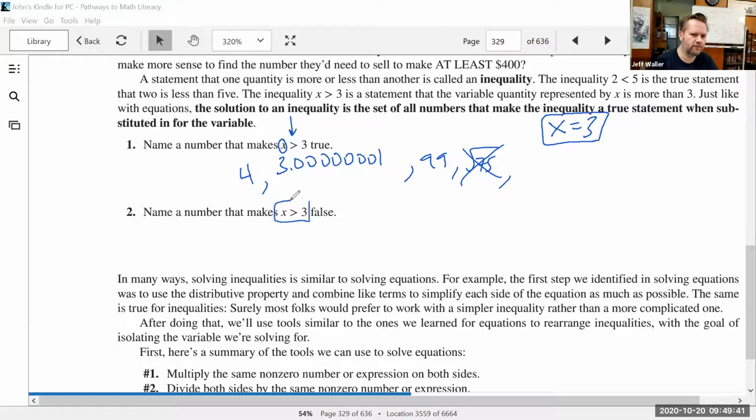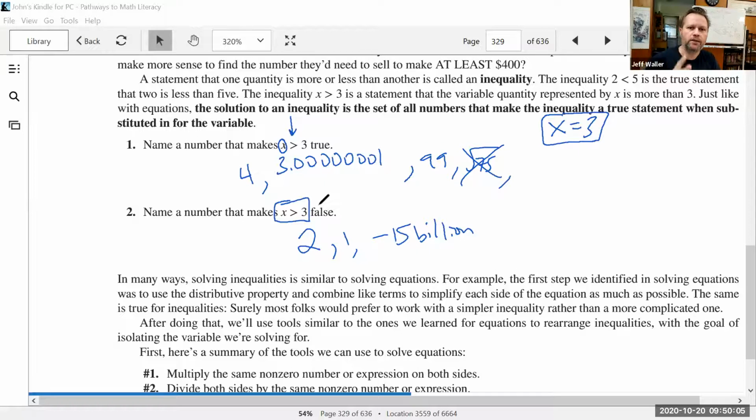Obviously, of course, what makes it false? Give me a number that makes it false. It's never false, Jeff. All right, there we go. I got somebody motioning to me. 2 makes it false. 1 makes it false. Negative 15 billion makes it false, right? Because they are not bigger than 3. Okay, that's simple. That's not that big of a deal.